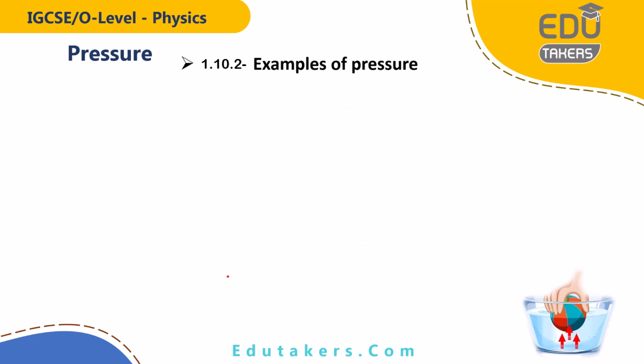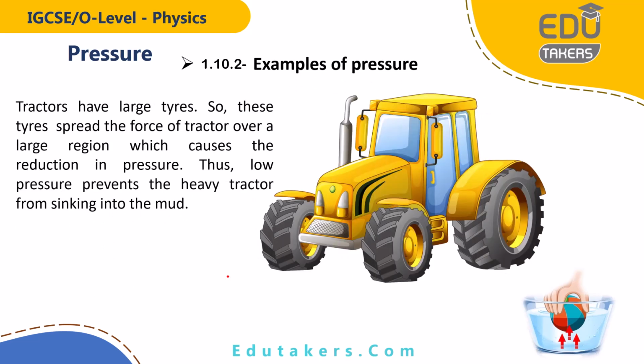Here are some examples of the pressure. See, there is a tractor and it has large tires. These tires actually spread over a large area, meaning they have a large cross-sectional area. I can simply say that the tires of the tractor spread the given force over a large cross-sectional area.